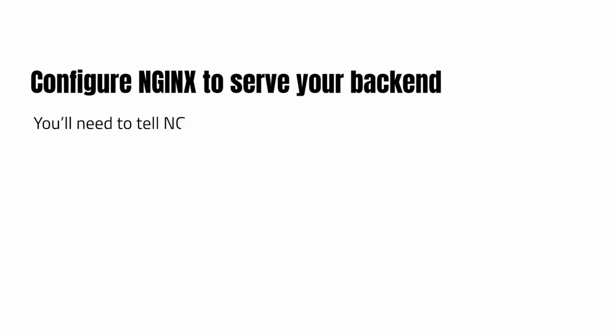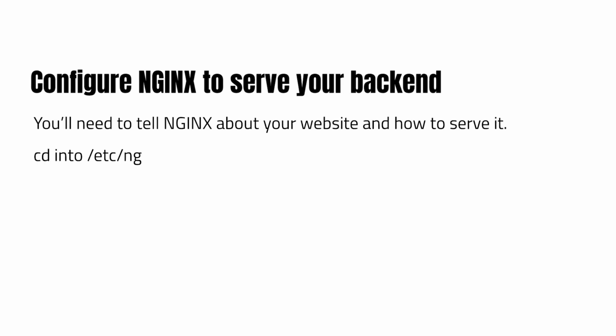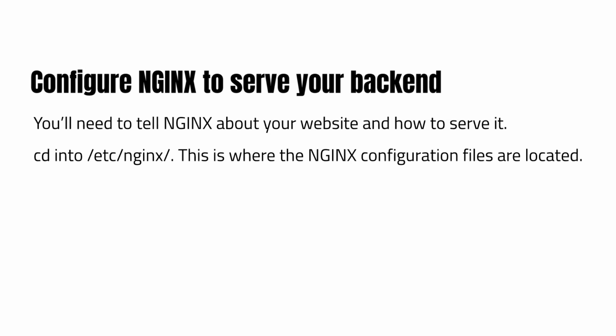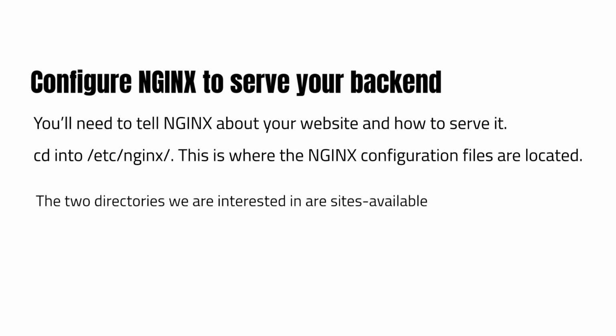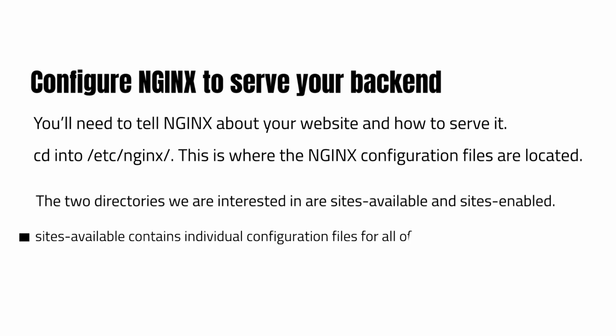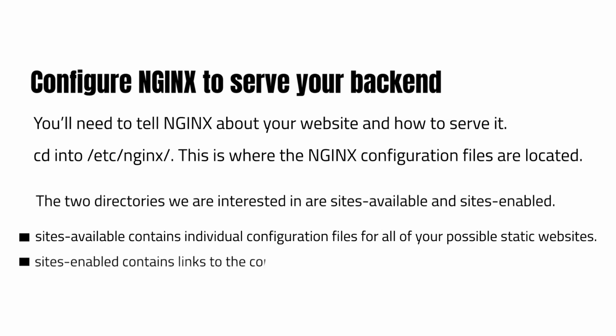you'll need to tell NGINX about your website and how to serve it. cd into /etc/nginx/. This is where the NGINX configuration files are located. The two directories we are interested in are sites-available and sites-enabled. Sites-available contains individual configuration files for all of your possible static websites. Sites-enabled contains links to the configuration files that NGINX will actually read and run.